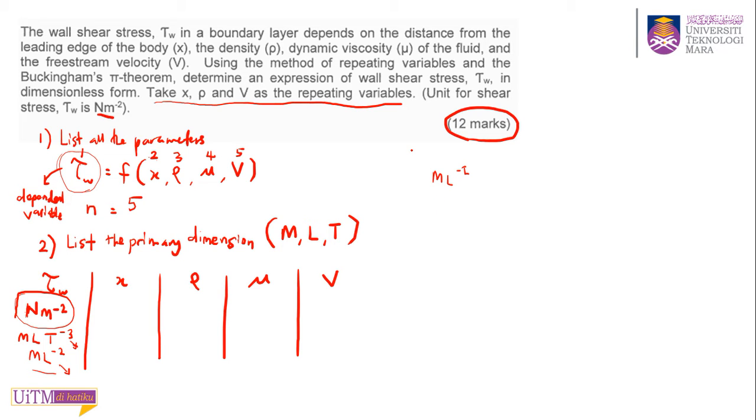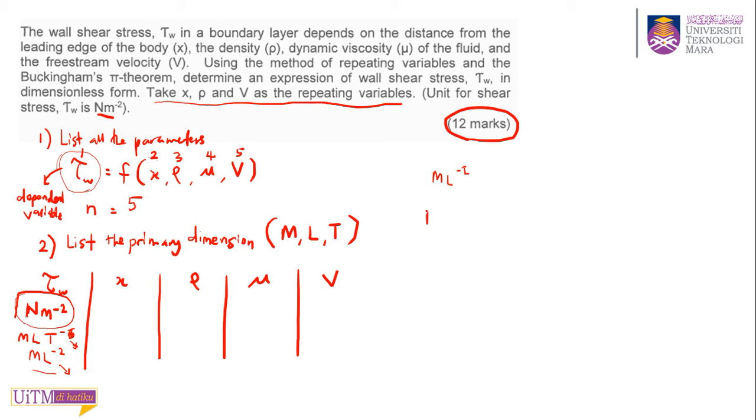Sir, what is it, ML T power of negative 6? No. It's okay, just try. But how do you want to find the primary dimension? It is from the unit, right? Right. How do you get this? MLT minus 6?